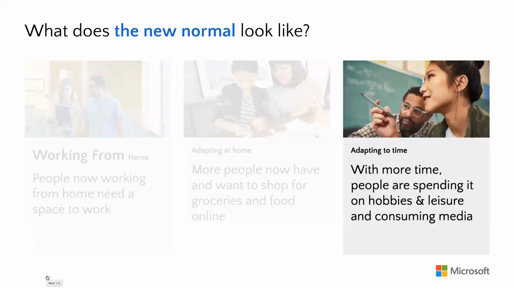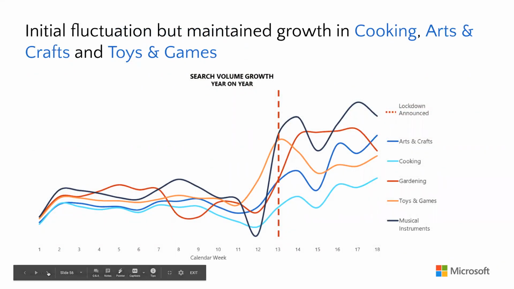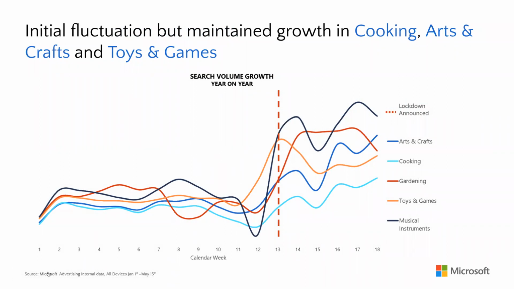So we covered two of those topics, working from home and adapting at home. The other one is adapting to time. Obviously you're stuck indoors. You might be used to going outdoors, going for a trip, going to a restaurant or something, but now people are stuck completely indoors for the most part. And they're spending so much more time on hobbies and leisure, and also consuming media, which is obviously what you might presume. And in terms of hobbies and leisure, we saw a pretty drastic increase in most hobby and leisure categories of queries.